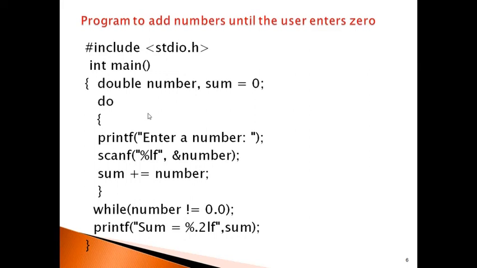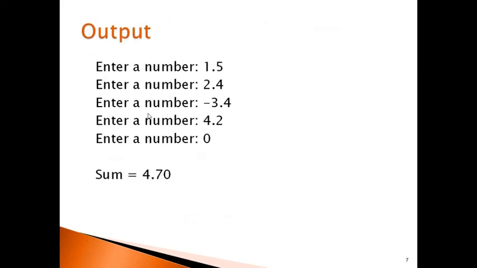While number not equal to 0. If the user enters 0, it comes out of the loop and prints the sum of the numbers. This is the expected output.